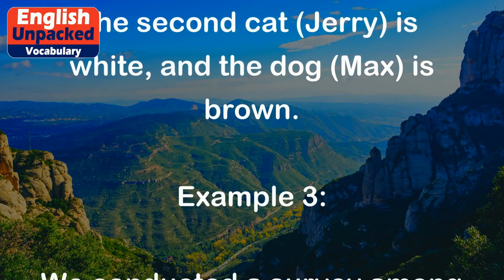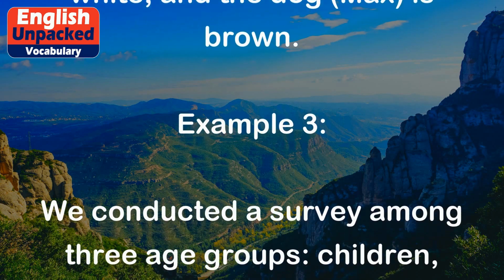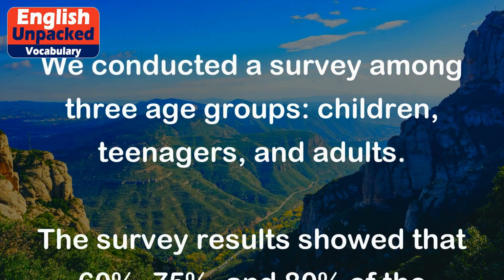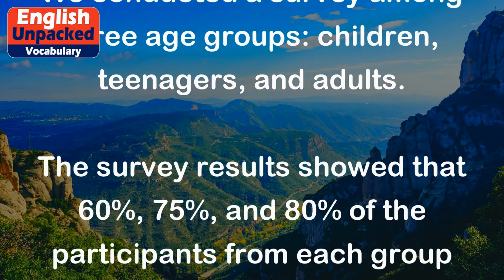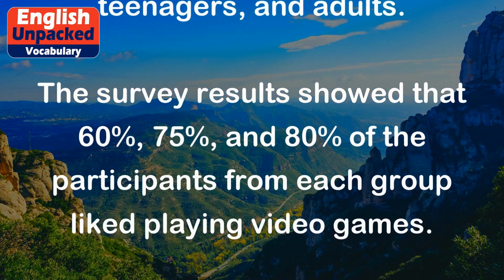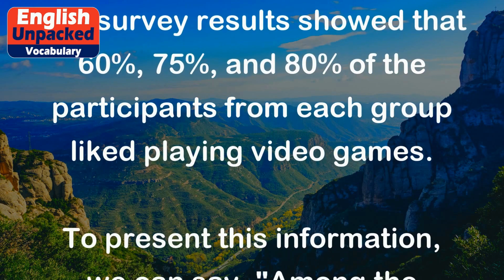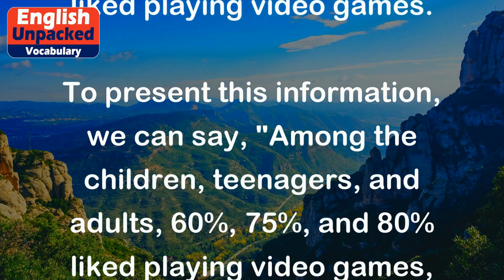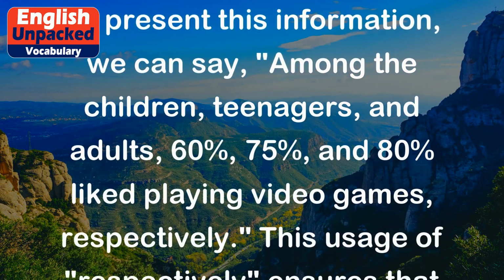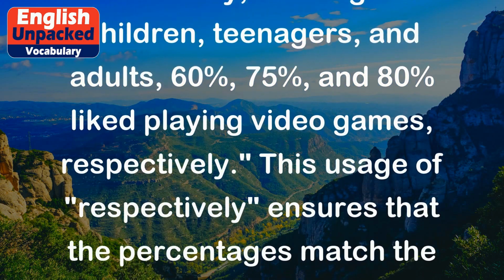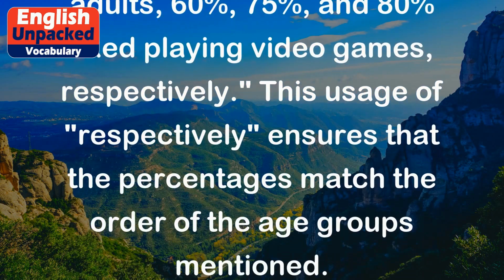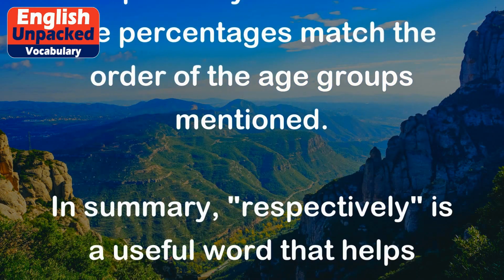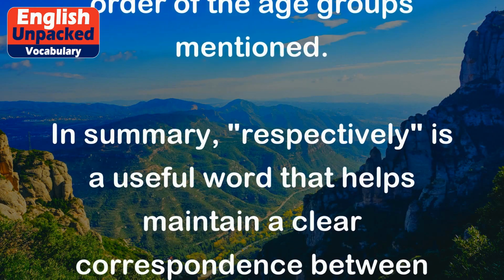is brown. Example 3. We conducted a survey among 3 age groups: children, teenagers, and adults. The survey results showed that 60%, 75%, and 80% of the participants from each group liked playing video games. To present this information, we can say, among the children, teenagers, and adults, 60%, 75%, and 80% liked playing video games, respectively. This usage of respectively ensures that the percentages match the order of the age groups mentioned.